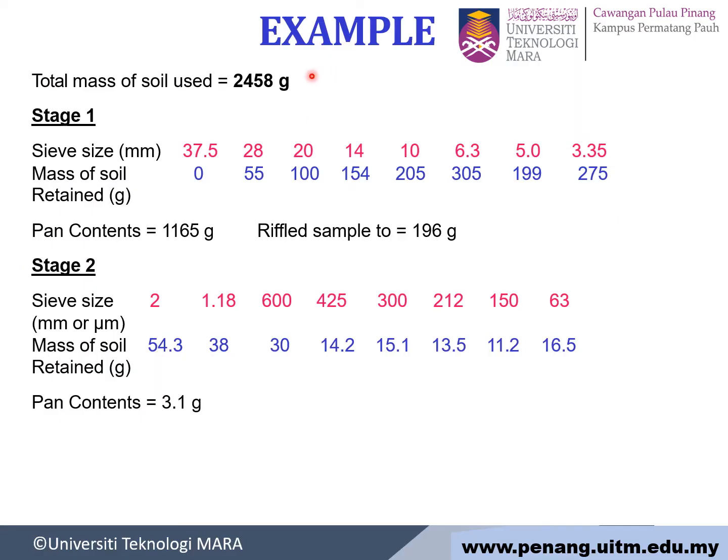Alright guys, you refer to the equation example here. Total mass of soil used is 2458 gram, and now you have stage 1 and stage 2. Okay, you have the sieve size and mass of soil retained. So what you do is insert them into the table, and then you get the pan content and refill sample. Alright, from this example, we look at the next slide.